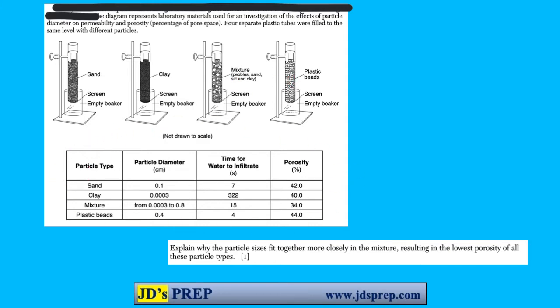So we have 4 separate plastic tubes: sand, clay, a mixture, and plastic beads, and we have the data below. So our first question is asking us why the particle sizes fit together more closely in the mixture, resulting in the lowest porosity of all these particle types.